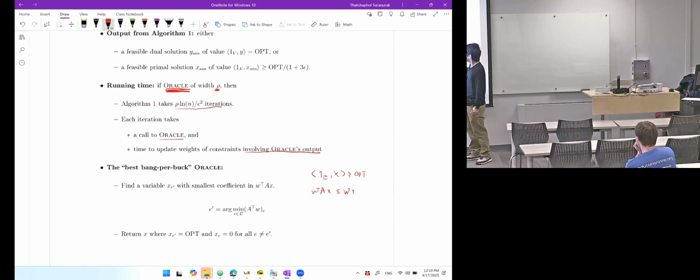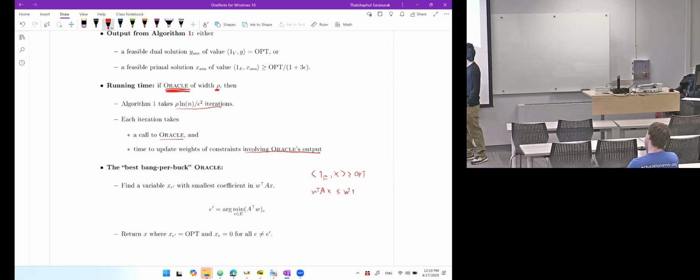And the way to solve this is just to find the best bang per buck variable x. What do I mean? It's just the variable x e prime with the smallest coefficient in this one. In other words, it's just e prime such that when you multiply w to A here, the coordinate e is the minimum one. So that's e prime. Just need to compute this. Once you find e prime, then you just set x e prime to be opt, and the rest is 0.